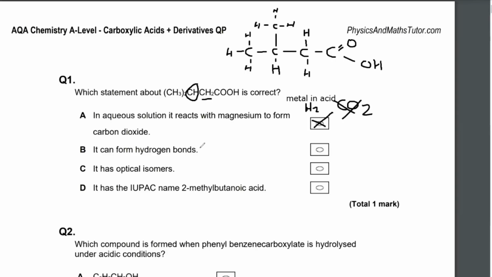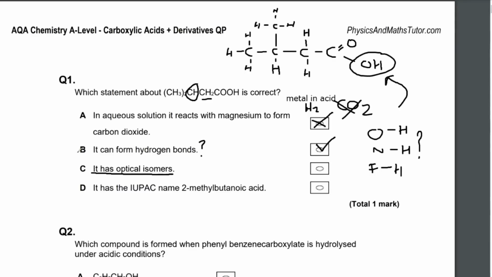It can form hydrogen bonds. Well, in order to form hydrogen bonds, you're going to need one of three different types of bonds: an OH bond, NH bond, or FH bond. Does this have an OH bond? Of course, we've got the alcohol group there on the carboxylic acid functional group. So B is going to be the correct answer, but let me go through the other two now.